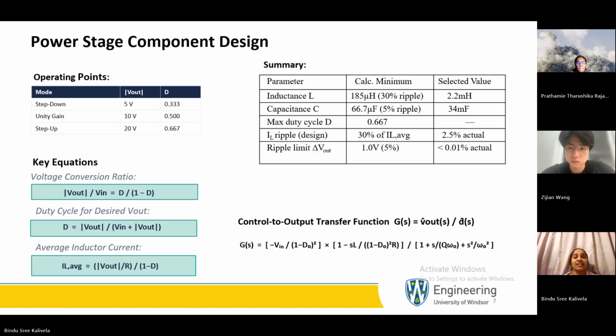Here, this shows the main equations used in this design. The voltage conversion ratio shows the relation between the output voltage, input voltage, and duty cycle. The duty cycle equation tells us how long the switch must stay on to achieve the desired output voltage. We also calculate the average inductor current, which helps us to design the inductor and to ensure continuous conduction mode. These equations were used to determine the operating points and to design the control systems.